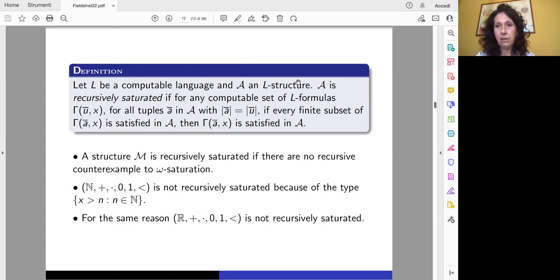And the standard model of Peano arithmetic and also R, the reals, these are not recursively saturated because of the type, this one.